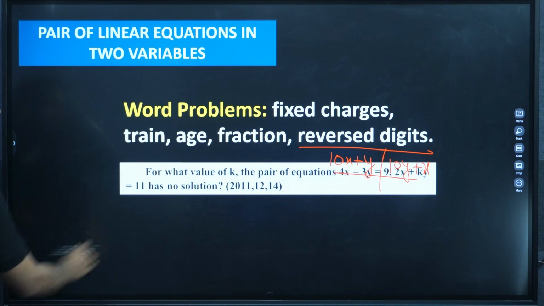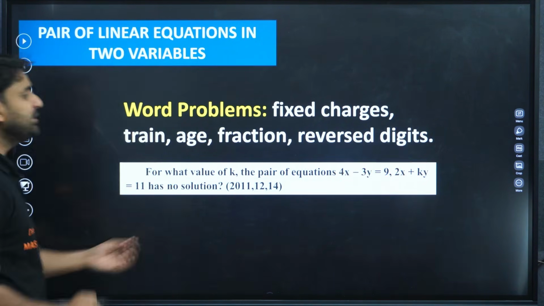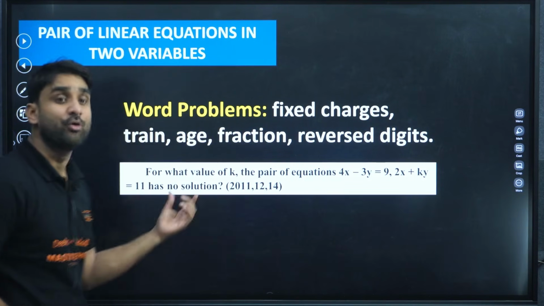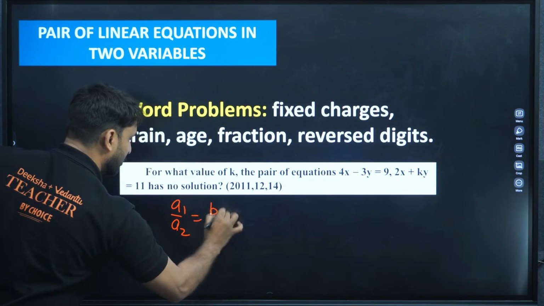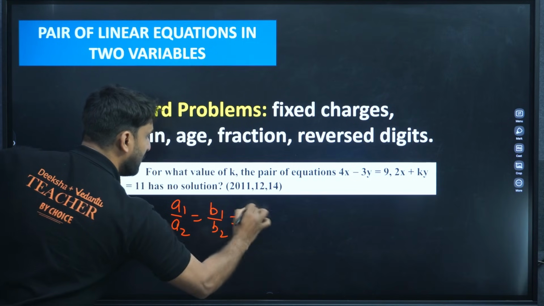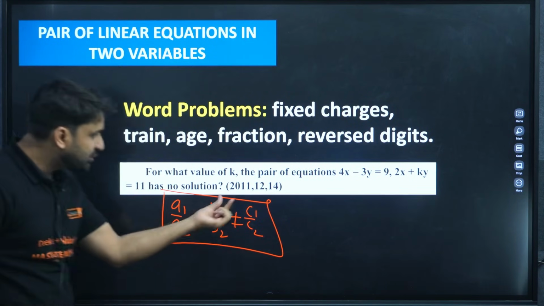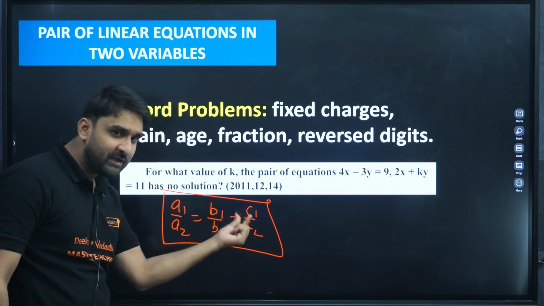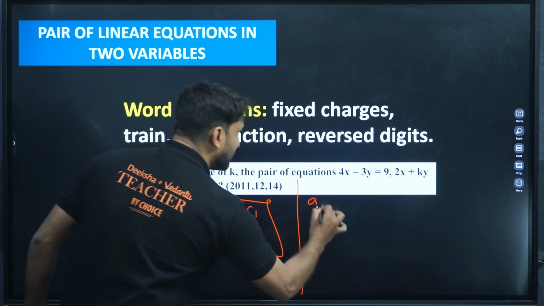Now moving to next, this is also important. For what value of k does the given pair of linear equations have no solution? So you know, for no solution, this is the condition: a1 by a2 is equal to b1 by b2 but not equal to c1 by c2, which is parallel lines on the graph. And this question has been asked in the years 2011, 2012 and 2040. So you have to be ready for that.